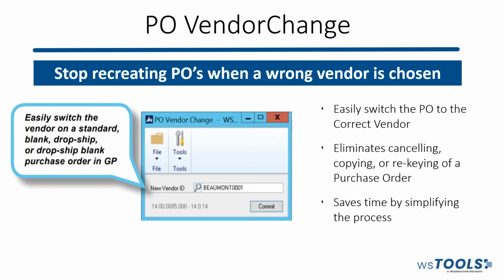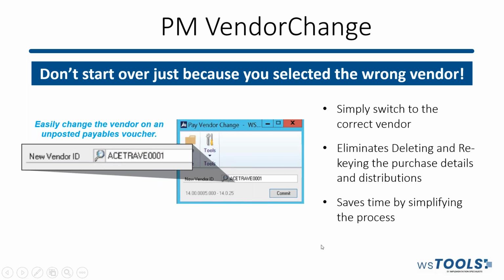And then, as we said, very similar, we have the payable side too, the PM vendor change. This is just in your payables transaction entry window, where you would be doing the exact same thing. Again, you've entered a transaction and found out that you got the wrong vendor when you entered that invoice. This gives you the ability to change that before you actually post and process the transaction. So again, it's unposted when you're making these changes.